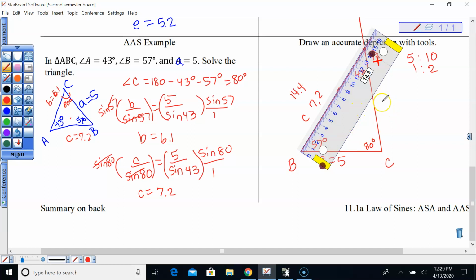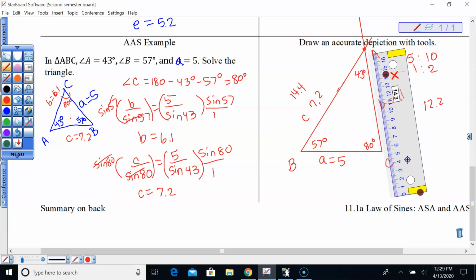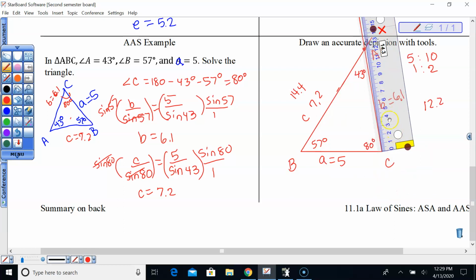And then side B, which was 6.1. So by my calculations, that would be 12.2 units long. So we'll just zip this back around here. Get it at 0. Back this up. And there it is, 12.2. So drawn to scale 1 to 2 is a perfect, accurate depiction of that triangle.